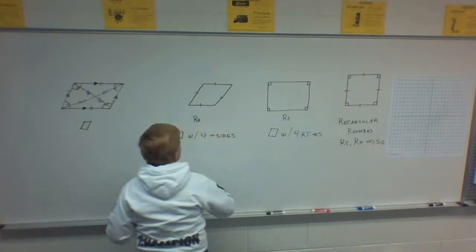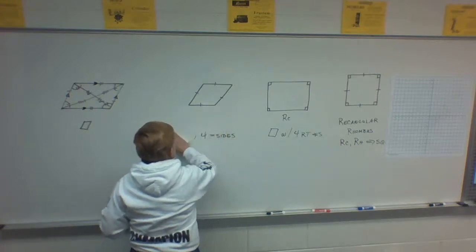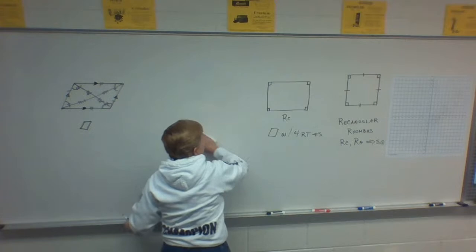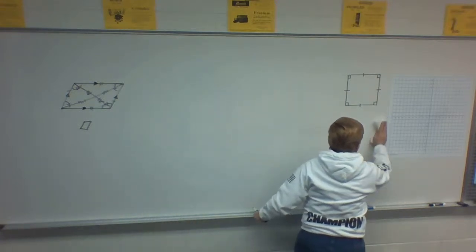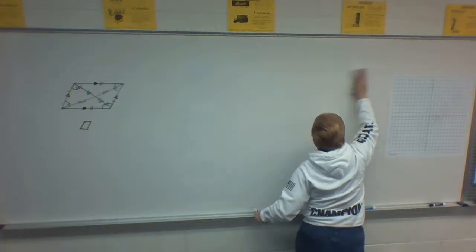So I want to talk to you about a rhombus for a few minutes. I'm going to make this one a lot bigger because there's a lot more I've got to put on it. So I'm going to erase all of this. Talk about rhombuses first. Then we'll talk about rectangles. Then we'll talk about how it all comes together with a square.